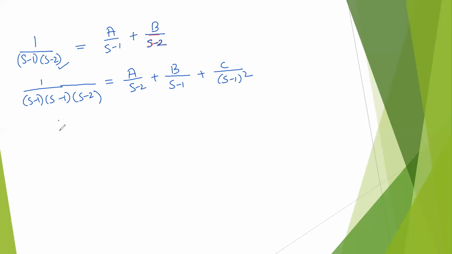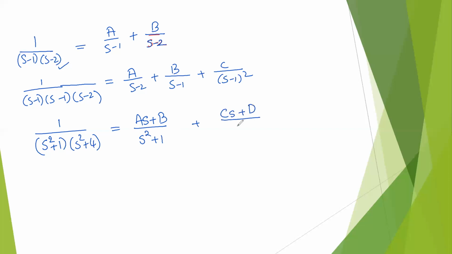The next case is quadratic factors: s square plus 1 into s square plus 4. Here there are two quadratic factors, each occurring only once. In such a case, for the first quadratic factor we write As plus B divided by s square plus 1, and for the second quadratic factor we write Cs plus D divided by s square plus 4.